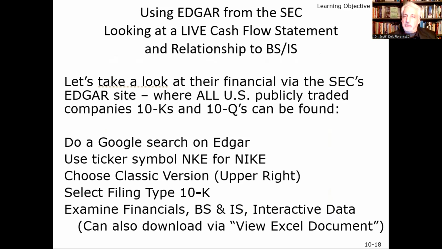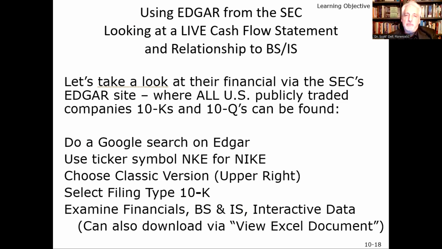Some of you are probably familiar with Edgar. The SEC has full access to all financial statements, all annual reports called the 10-K. We're going to do a Google search on Edgar. We're going to use a ticker symbol for Nike, good Oregon company. Choose classic version. We use the upper right-hand corner. That's a technique that we'll use on the Edgar site. A filing type of 10-K, the annual report. And then we'll look at a balance sheet, income statement. Actually, we're going to mainly look at the cash flow statement. And there's something called a view Excel document that's kind of cool.